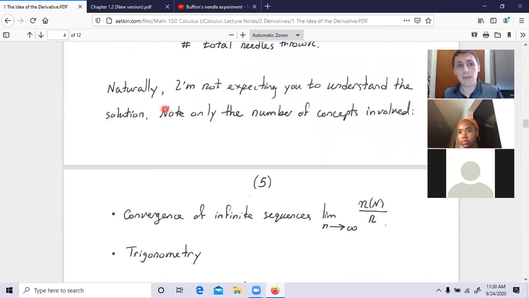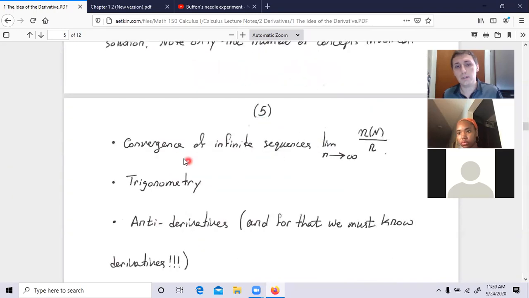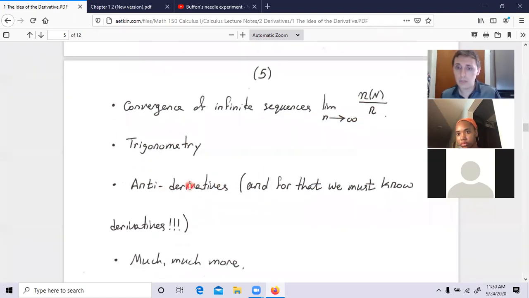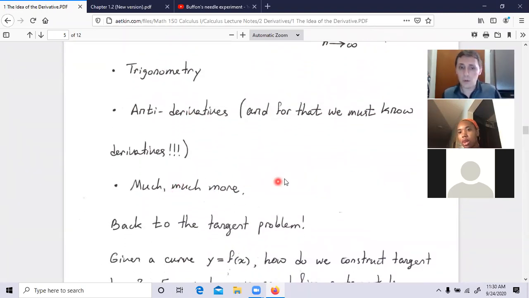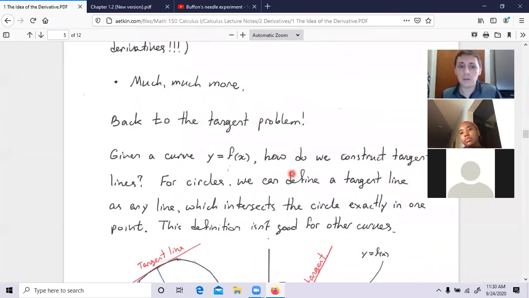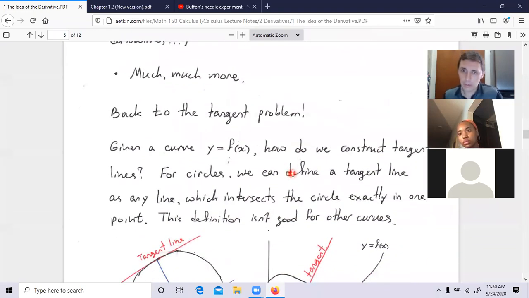So what happened in this process, I just wanted to note a few ideas. There is convergence that has to do with infinity in the concepts that built up the needle. There is the concept of infinity, there is trigonometry, there is anti-derivatives, which involve, you need to know derivatives and go further. And of course, many more ideas. So now let's talk about what is that tangent problem. I hope I convinced you a little bit that it's an important problem. That's why it's one of the central pillars of calculus.